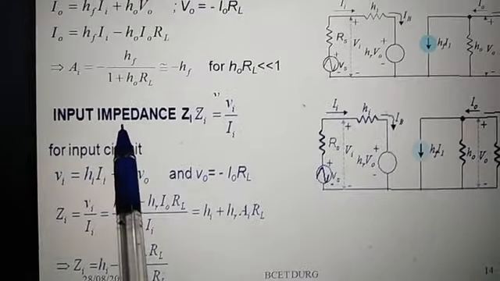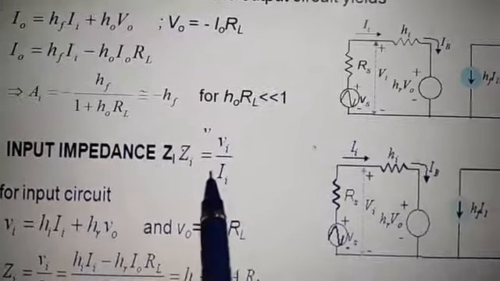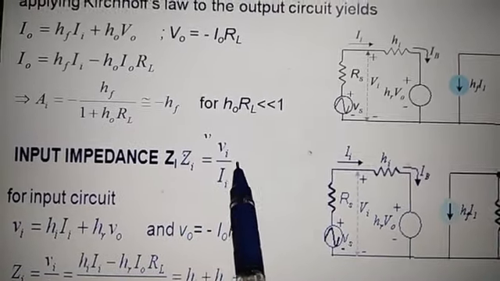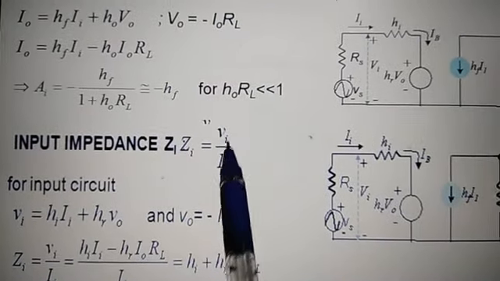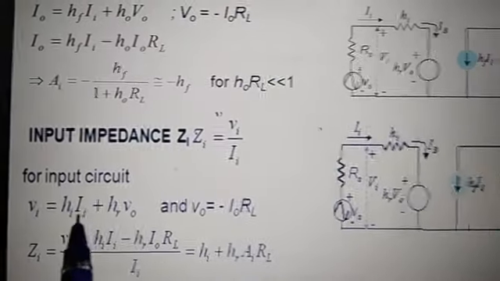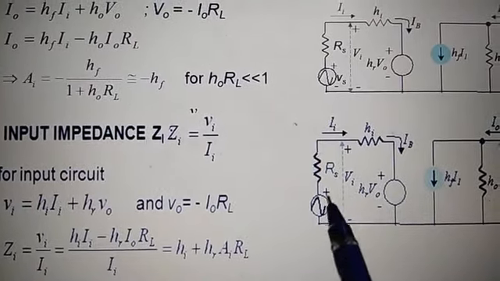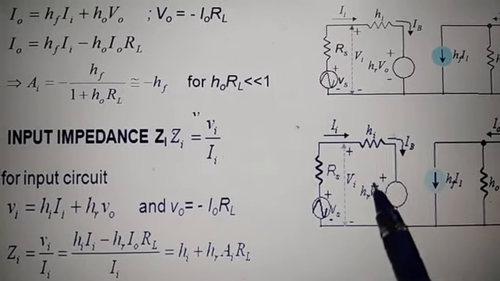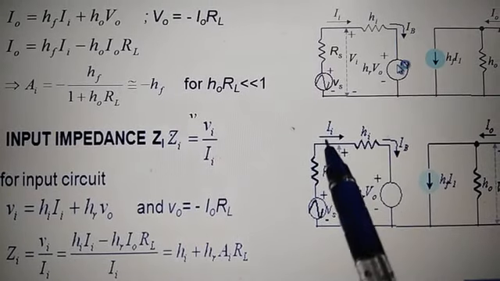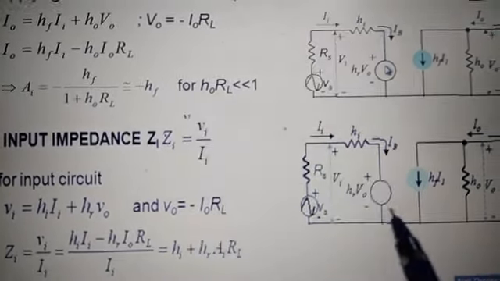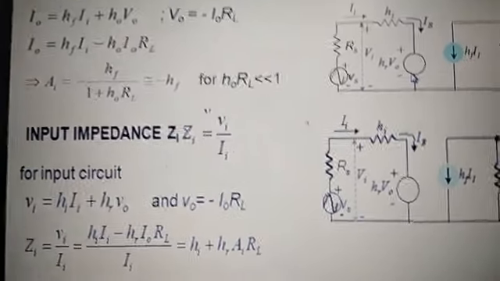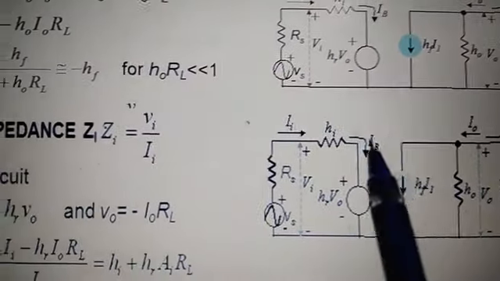Next one is the input impedance. Input impedance ZI is given by VI upon II, input voltage upon input current. Now you can write for the input circuit, from this diagram, VI is equal to HI into II plus HR into V0. This is the input impedance here.